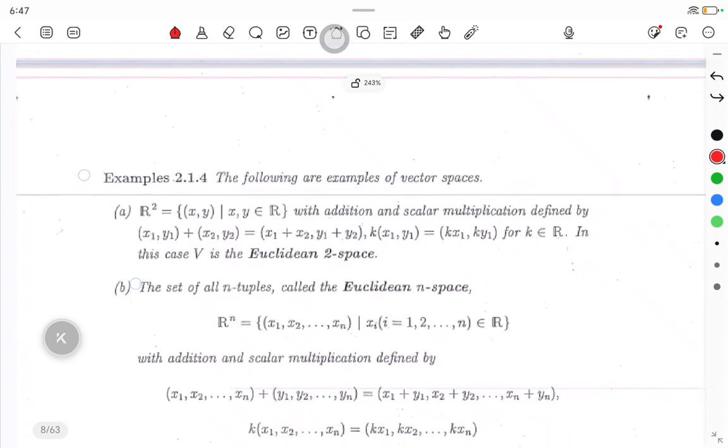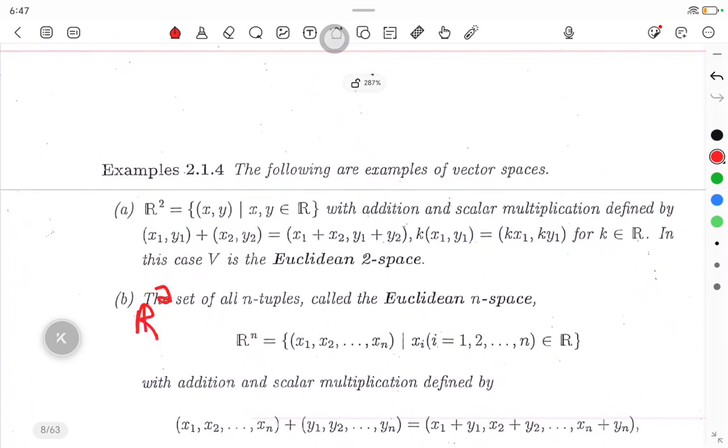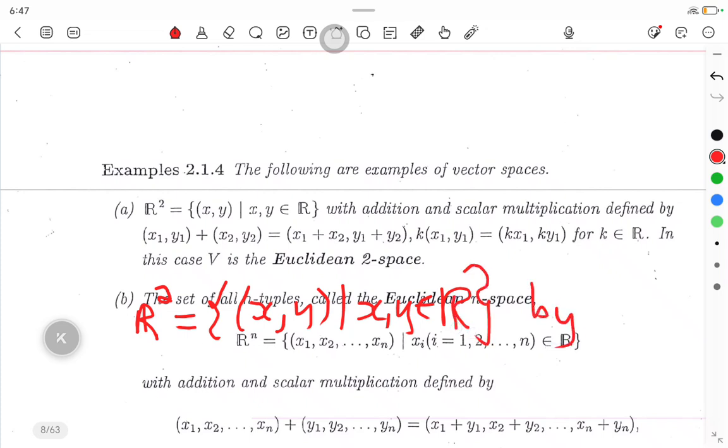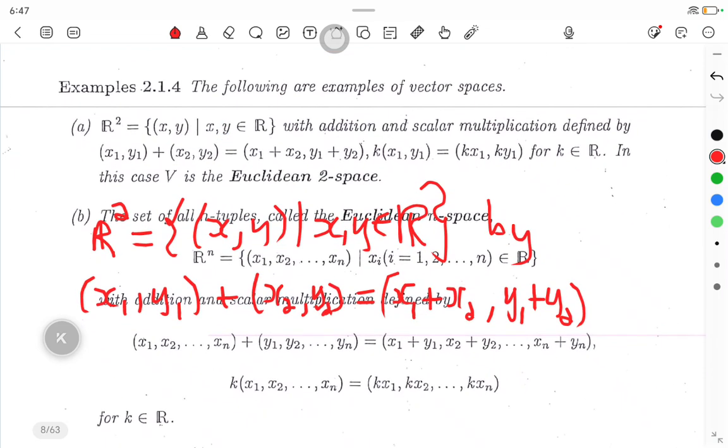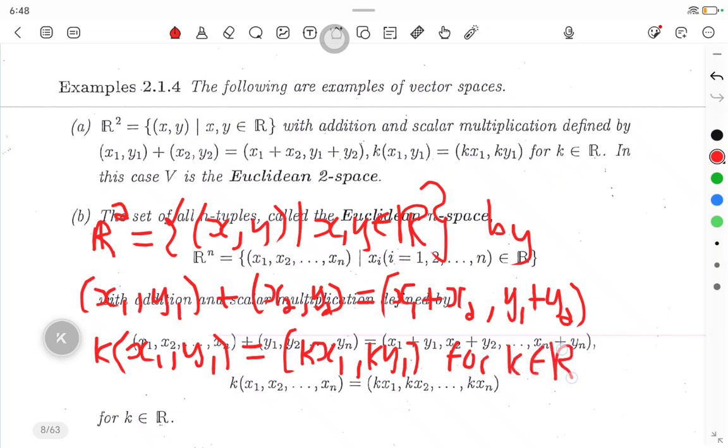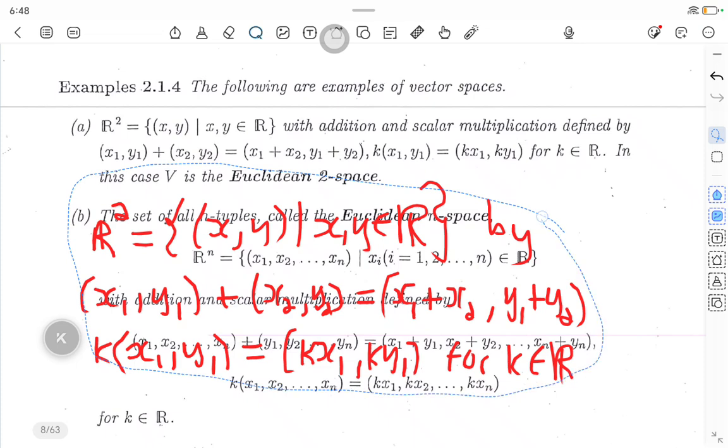So let me do this. The question says that R squared, which is equal to xy, such that xy is an element of R, and this is defined by x1, y1 plus x2, y2, which is equal to x1 plus x2, then y1 plus y2, and also the one of k, x1, y1 will be equal to kx1, ky1 for k an element of R. So we can cut this. I'm doing this so I can cut it.